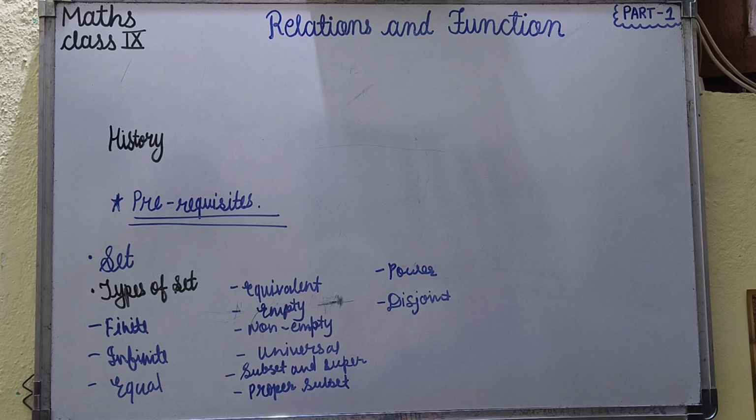Then our next topic is ordered pairs. Then questions based on ordered pairs. Then Cartesian product, cardinal of a set, cardinal of a Cartesian product. Important points on Cartesian product. Then problems based on a cardinal of a Cartesian product.